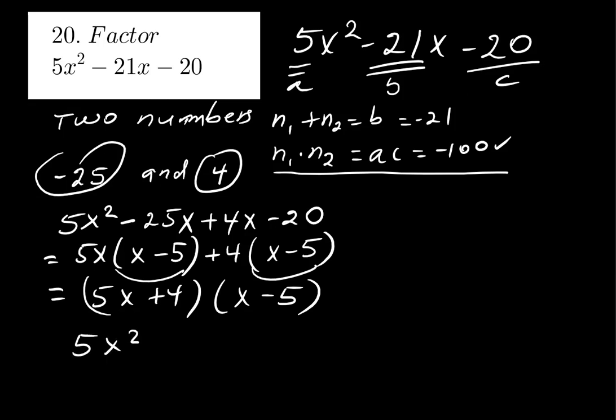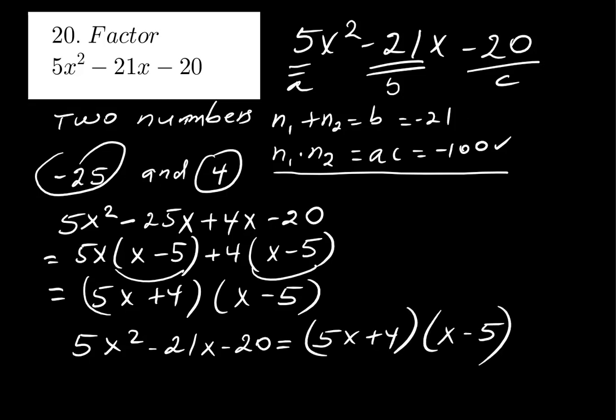So we can say 5x squared minus 21x minus 20. If we factor it, we get 5x plus 4 times x minus 5. I hope you can do this now if you have other equations. Okay, thank you.